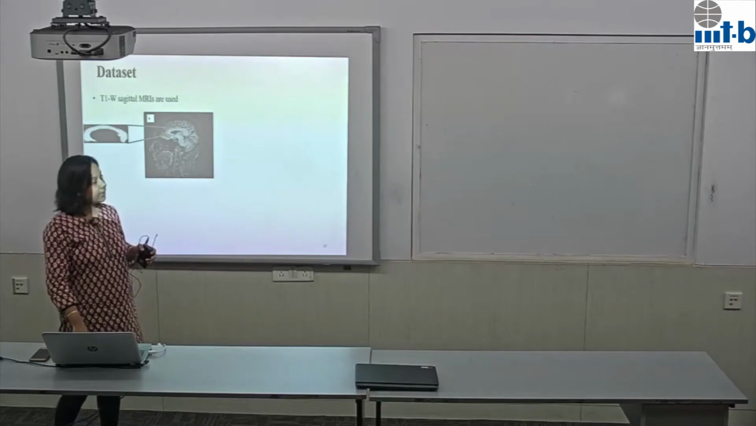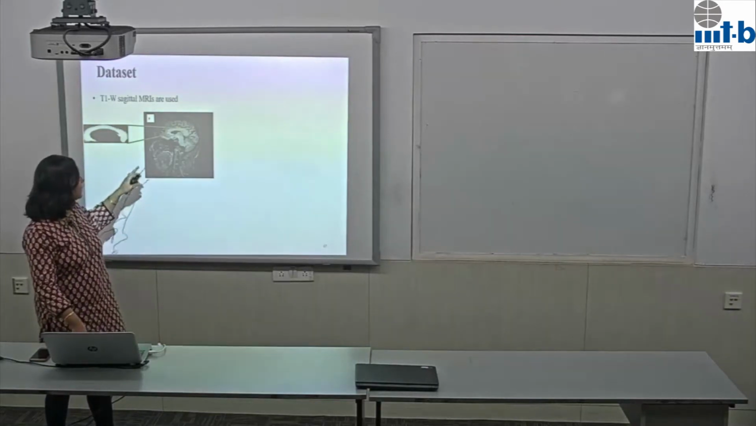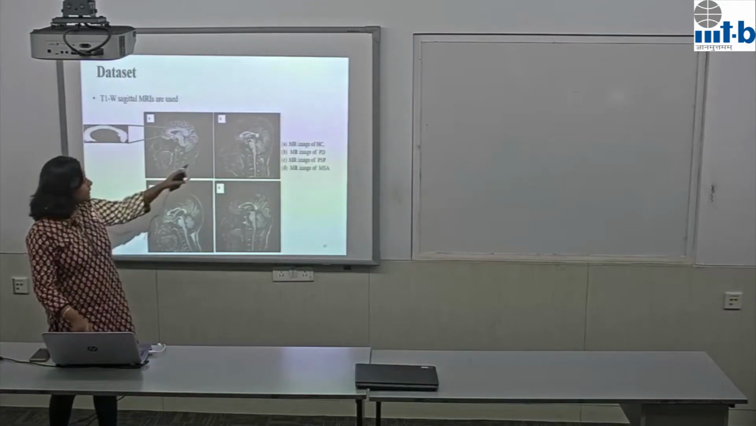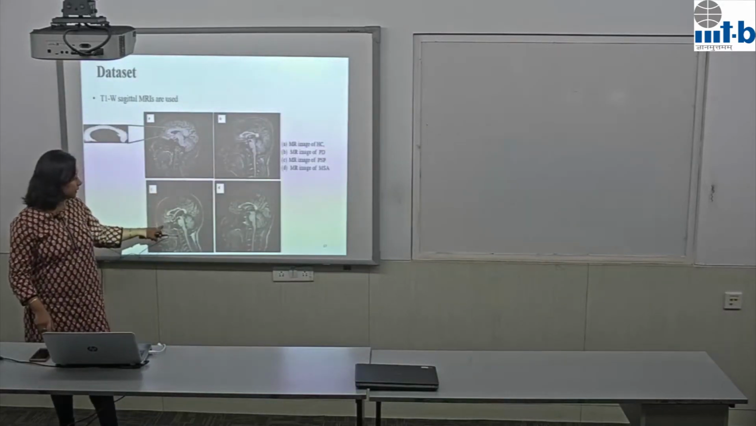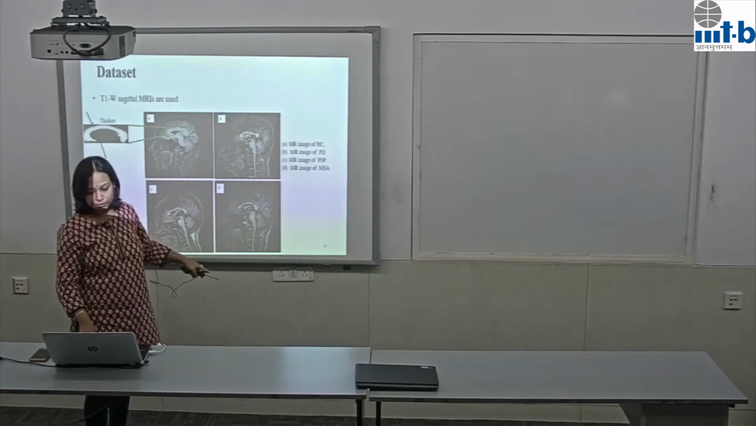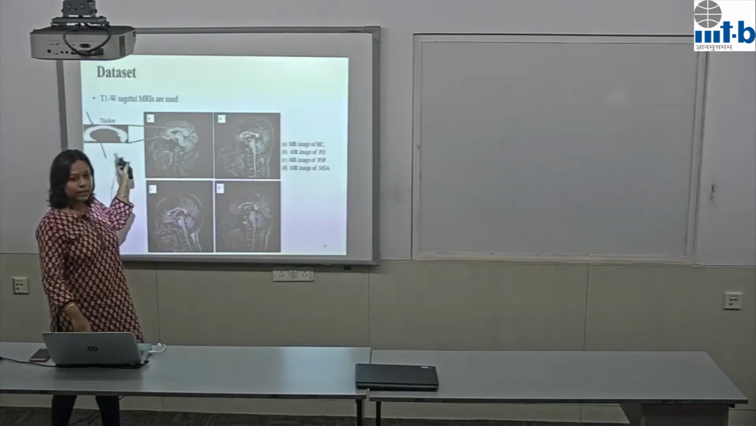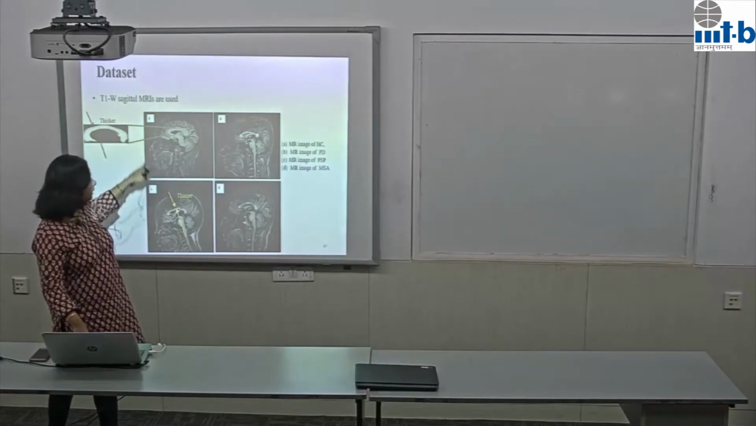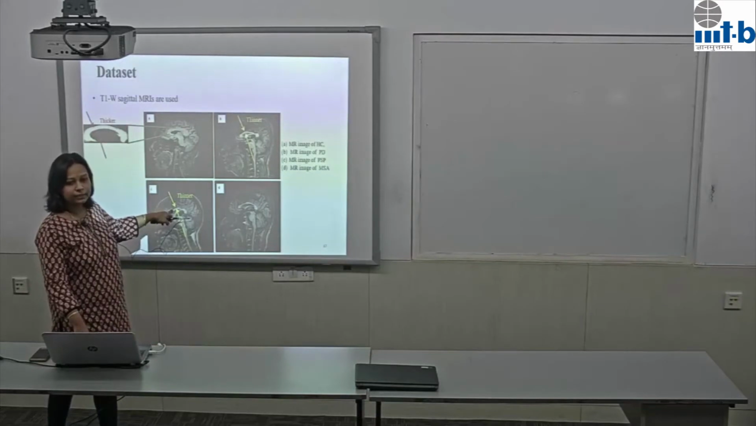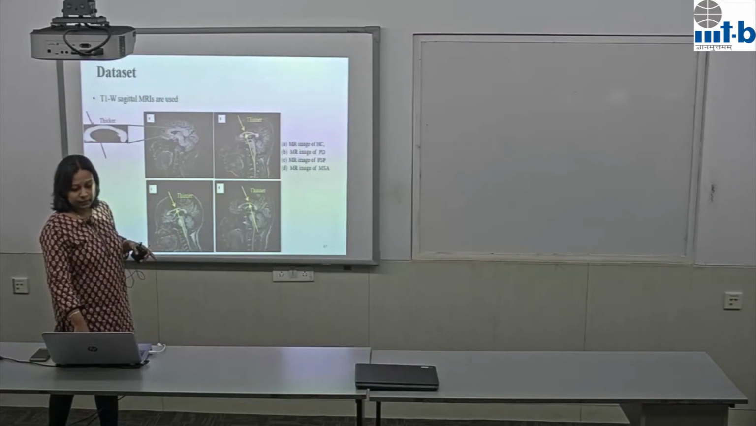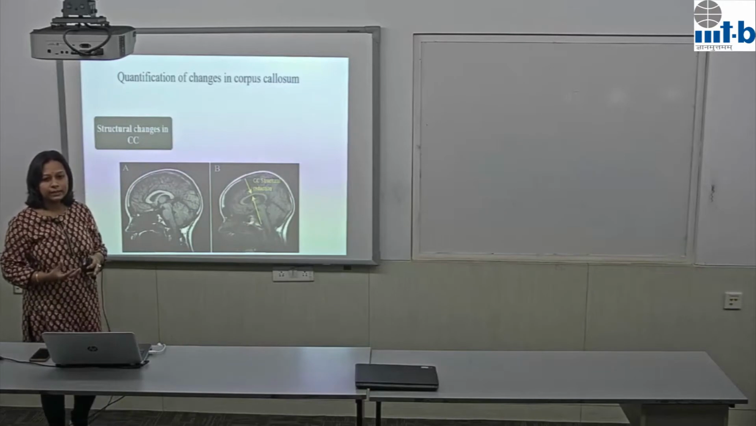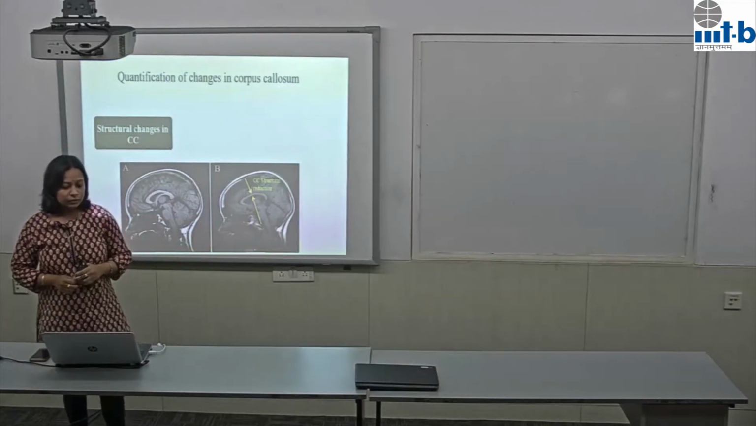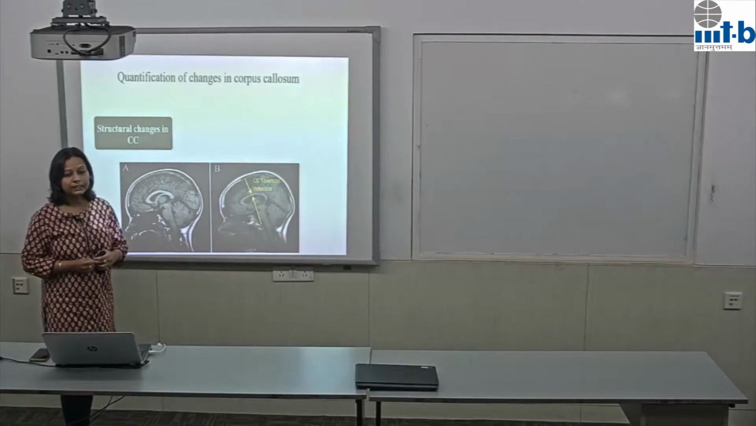The data set consists of T1 weighted images. This is the brain of a healthy control subject. These are the MR images of Parkinson's disease, PSP and MSA. As you can see, in the healthy control group the corpus callosum structure is much thicker, whereas in the disease groups it is thinner. So the goal is to quantify this reduction, this degeneration. The aim is quantification of structural changes in the CC.